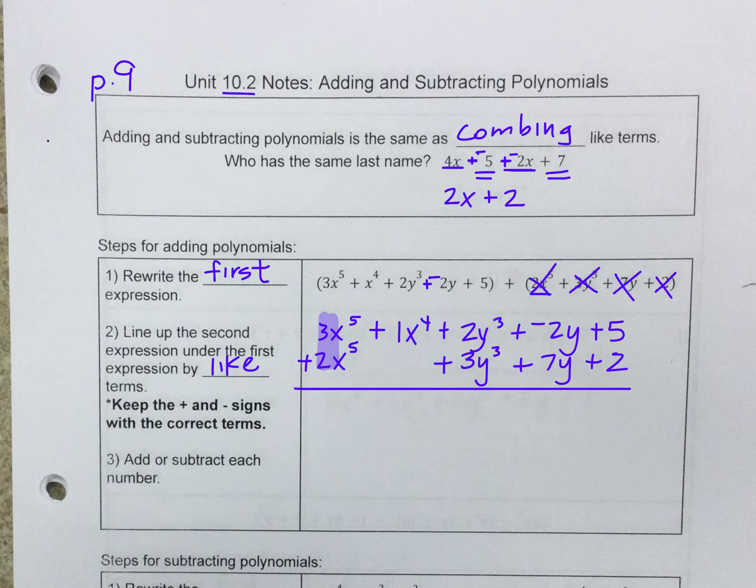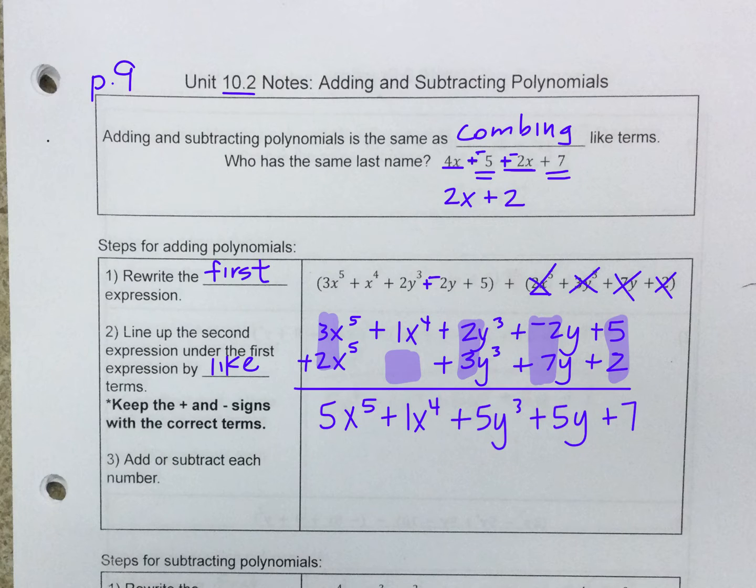3 plus 2 is 5x to the 5th. There's nothing right here, so when I'm adding and I don't have anything to add, I just bring it down. Plus 1x to the 4th. All right, I can put 2 and 3 together, and they're both plus, so I get plus 5y to the 3rd. Negative 2 plus 7 would be plus 5y, and 5 plus 2 is a 7. And that's all. I'm done.